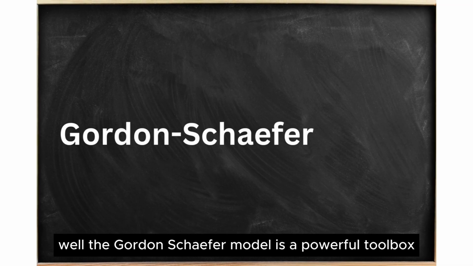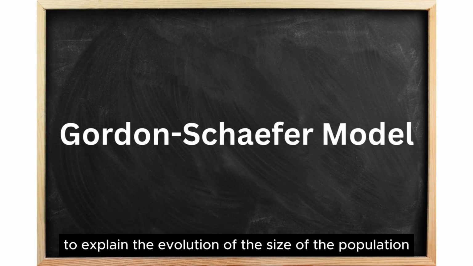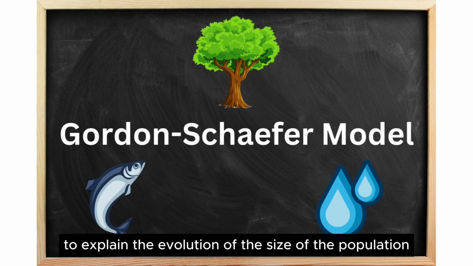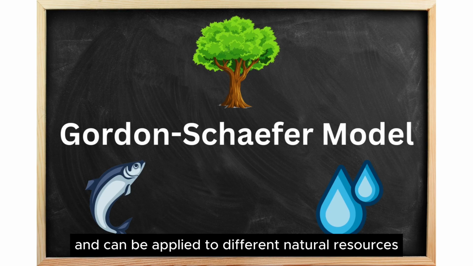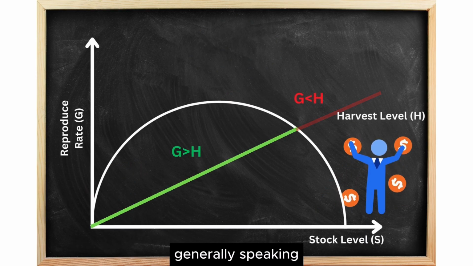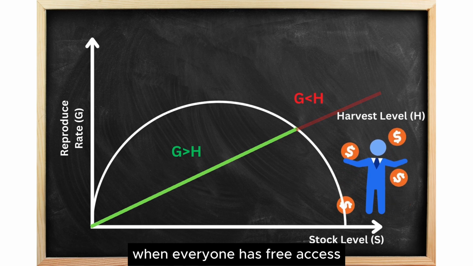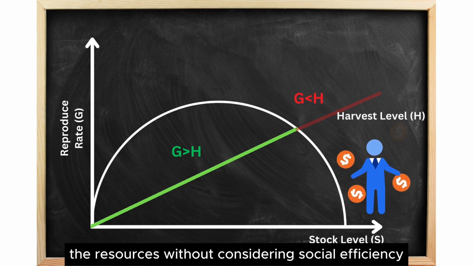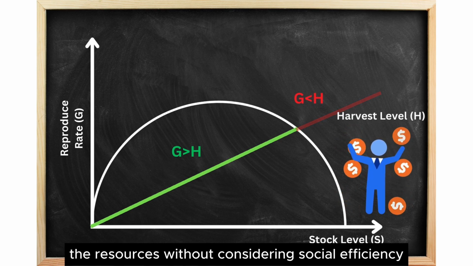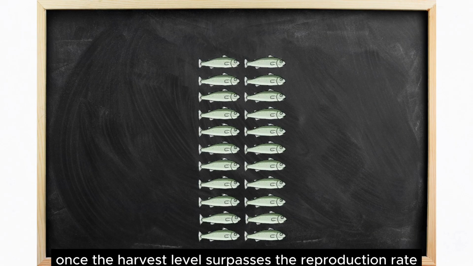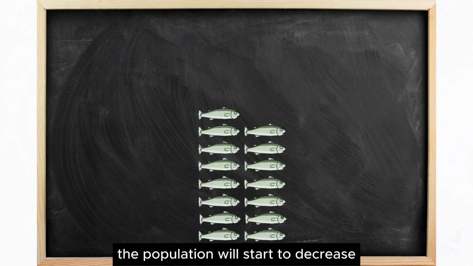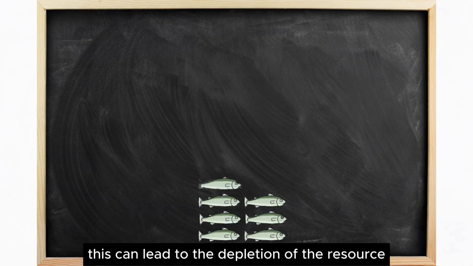Well, the Gordon-Schaefer model is a powerful toolbox to explain the evolution of the size of the population and can be applied to different natural resources. Generally speaking, when everyone has free access, people tend to exploit the resources without considering social efficiency. Once the harvest level surpasses the reproduction rate, the population will start to decrease. This can lead to the depletion of the resource.